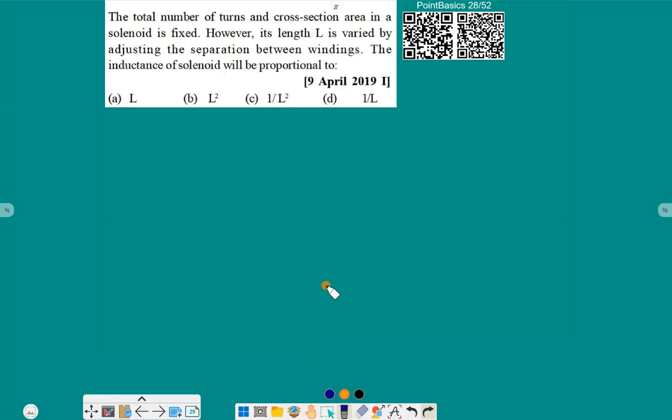So the formula for inductance of a coil, suppose inductance is represented by symbol H. Its formula is mu naught small n square into area into length of the solenoid. Here this small n is total number of turns per unit length. Now it is mentioned that L is varied by adjusting the separation between the windings.